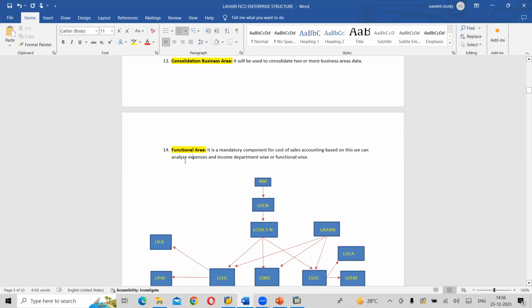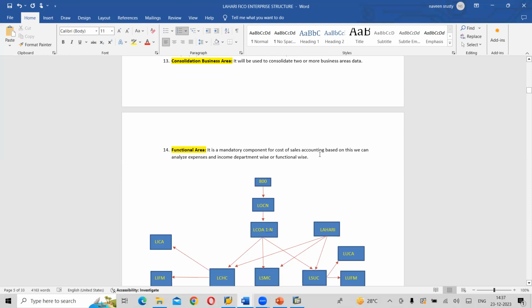Then we'll create different functional areas. In SAP, we won't call them department areas or something. We call them functional areas. How? AP, accounts payable, functional area, accounts receivable, functional area, cash management, functional area, GL, functional area, right? Like that. So it is a mandatory component for cost of sales accounting.